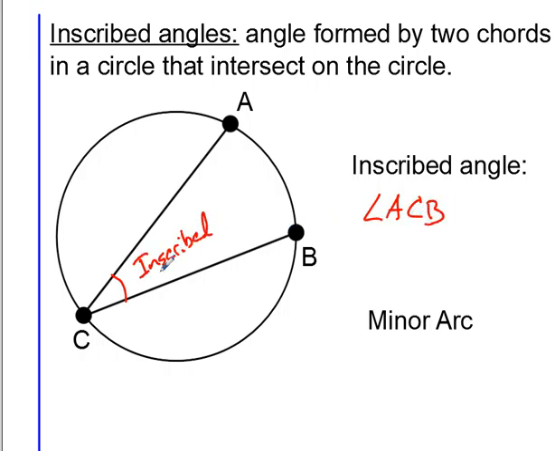The word inscribed literally means that the angle touches the circle at some spot. It happens to be C. All inscribed angles are formed by a minor arc. The minor arc in this problem is arc AB. Later on in a future lesson, we will be talking about a relationship between the minor arc and the inscribed angle, but for now you just need to be able to identify the two.